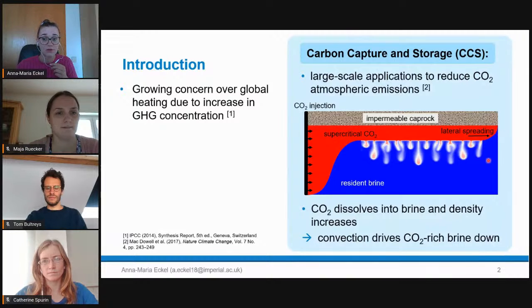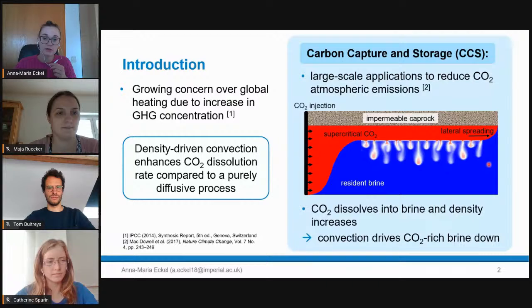the CO2 dissolves into the brine, and the mixture has a higher density than the ones of CO2 or brine alone. This leads to the initiation of convective currents, and the CO2-rich brine sinks in the form of a finger pattern. One can expect that this density-driven convection enhances the CO2 dissolution rate into the water in comparison to a more slow diffusive mixing alone.